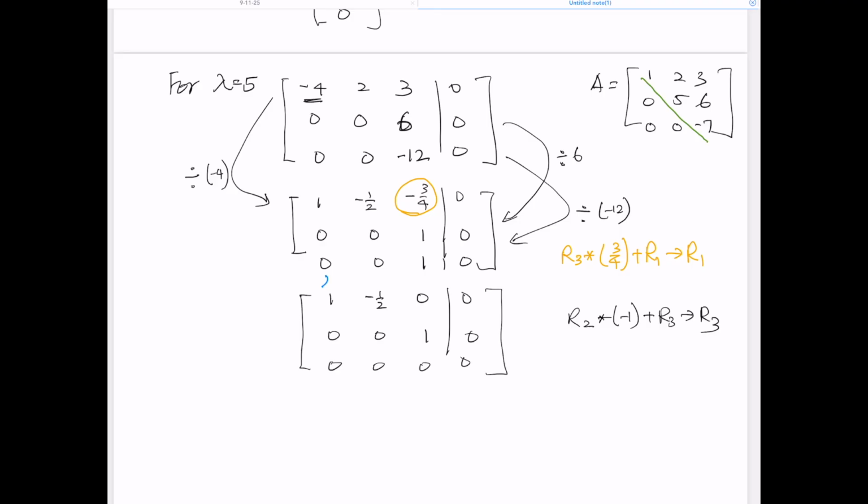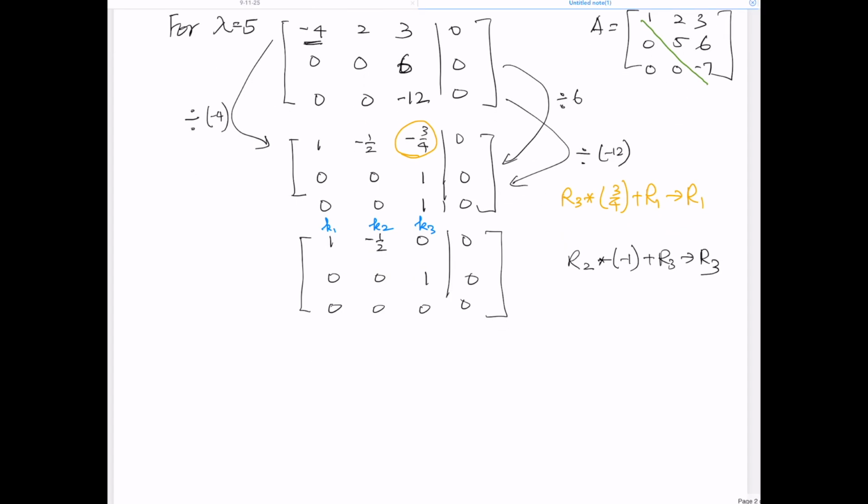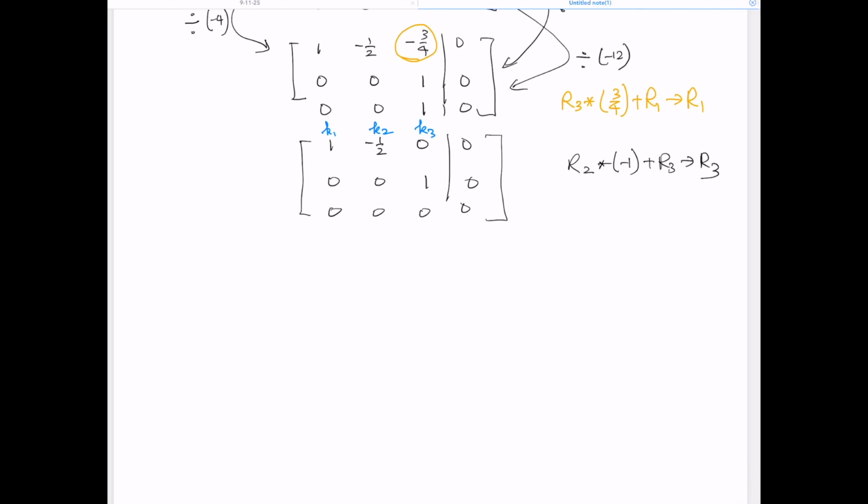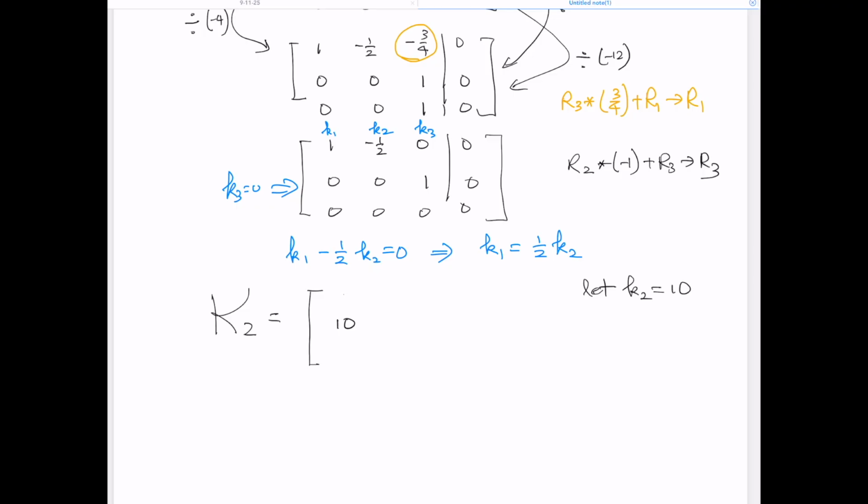Again, this is K1, K2, K3. Each column represents lowercase 1, 2, and 3. So now when we multiply them, we have K1 minus 1 over 2 K2 equals 0. And from here, K1 equals 1 over 2 K2. And from here, we know K3 equals 0. Second eigenvector is going to be, we can just let K2 be any even number. Maybe 10. 10 divided by 2, K1 is going to be 5. And then K3 should be 0.